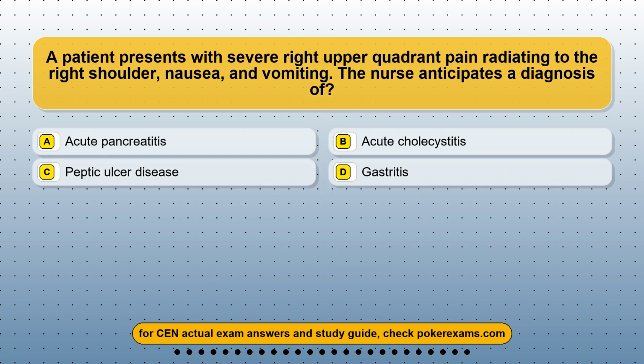Question 15. A patient presents with severe right upper quadrant pain radiating to the right shoulder, nausea, and vomiting. The nurse anticipates a diagnosis of Option A, acute pancreatitis. Option B, acute cholecystitis. Option C, peptic ulcer disease. Option D, gastritis.